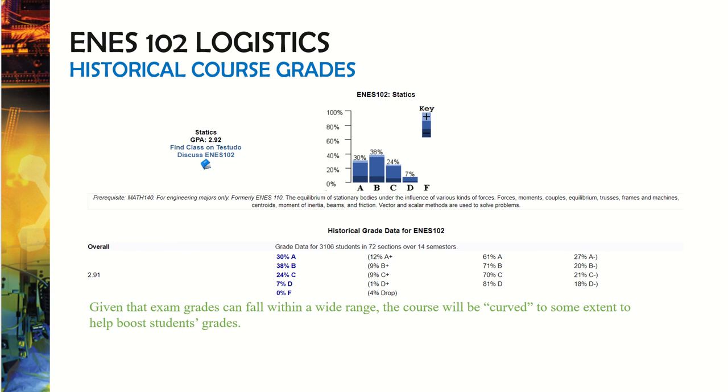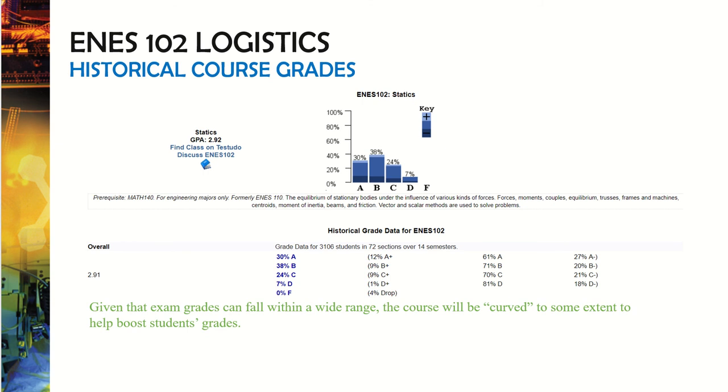Given that exam grades can fall within a wider range and are non-determinate, I will make sure to curve the course to some extent to help boost students' grades, according to roughly the following curve above. What I mean by this is that if a student receives an 89, but is in the top 30% of the course, they will still receive an A in the course and will not be bumped down to a B. So, the course will be curved roughly according to the curve you see above.